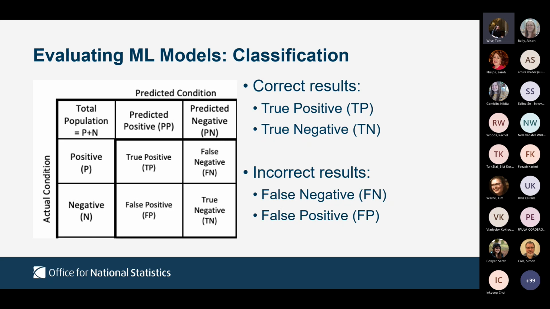What we then get, by populating this table, is that we can determine the true positives and the true negatives, which are our correct results, as well as our false negatives and false positives, which are our incorrect results. Although this table is incredibly wordy, it gives us a good representation of what we can see when presenting a table like this.